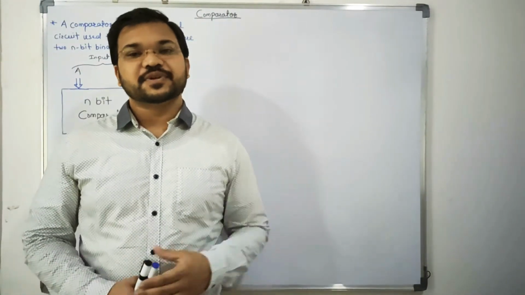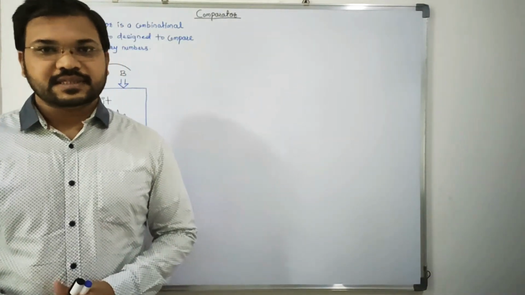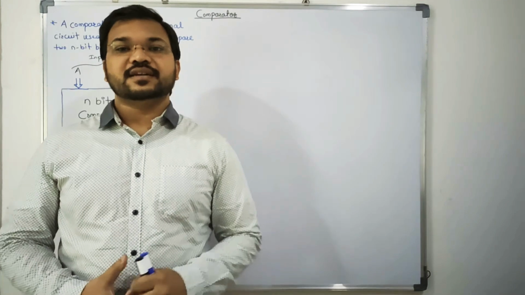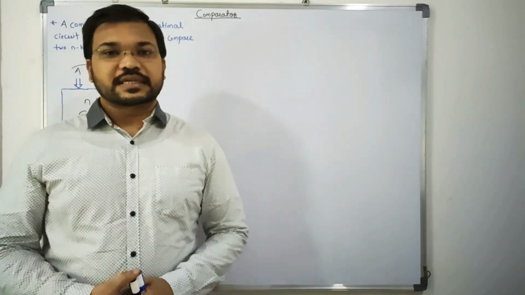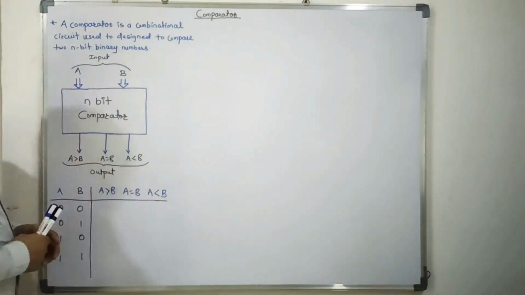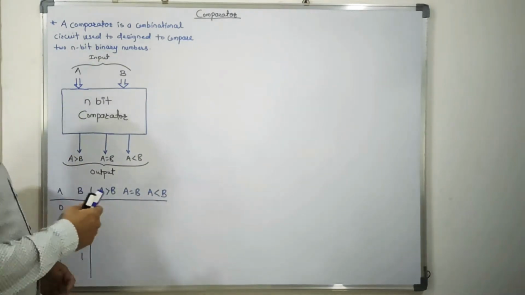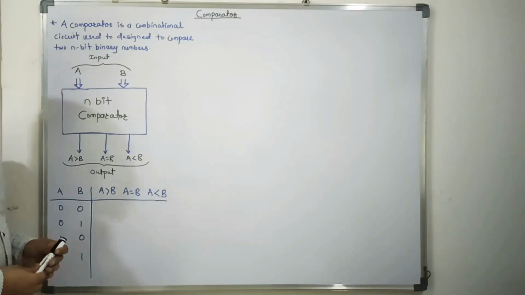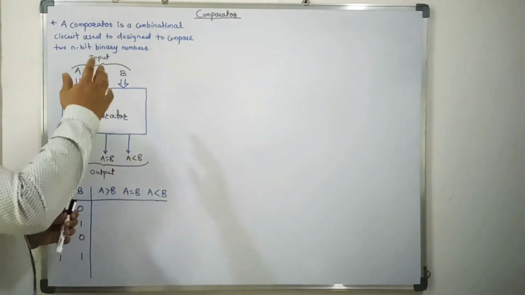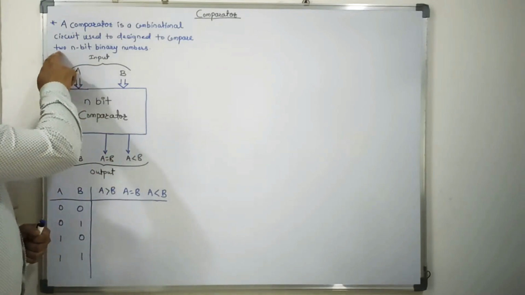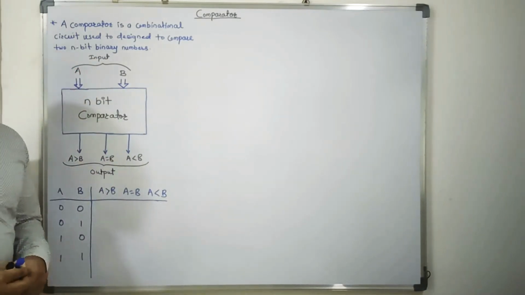In this class, we will discuss the comparator. That is one of the combinational circuits. This is an application of combinational circuits. A comparator is a combinational circuit designed to compare two n-bit binary numbers. The word itself says that the comparator is used to compare two n-bit binary numbers.